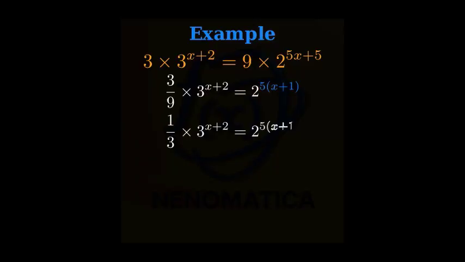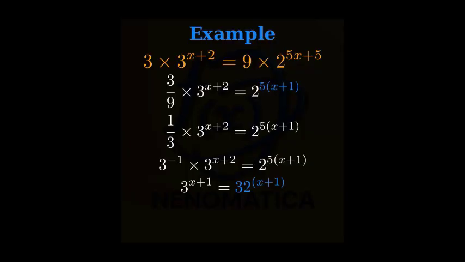Next, let's simplify the left side. 3 divided by 9 equals 1/3. We can rewrite 1/3 as 3 to the power of -1. Using the product rule for exponents, we can add the exponents when multiplying terms with the same base. So, 3 to the -1 times 3 to the power of x plus 2 equals 3 to the power of x plus 1.